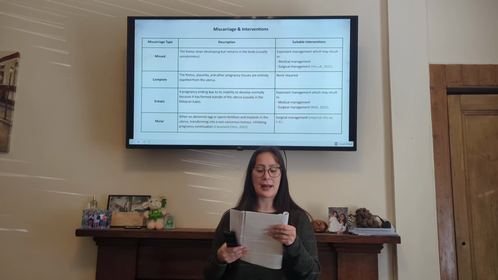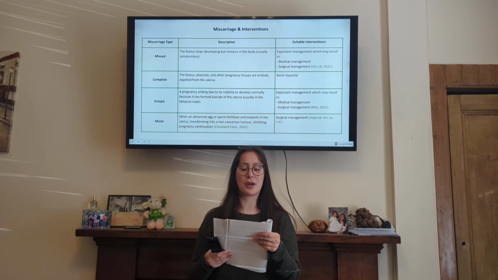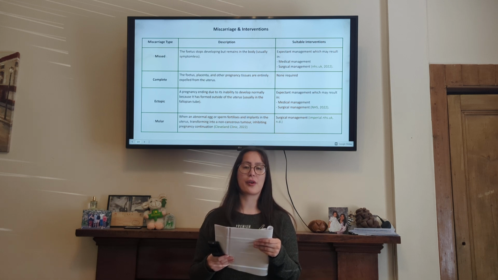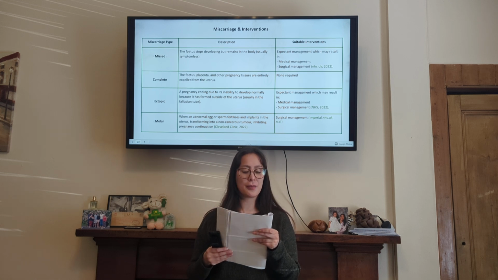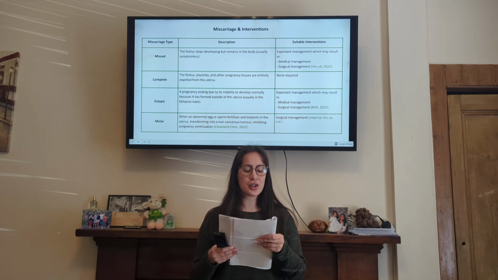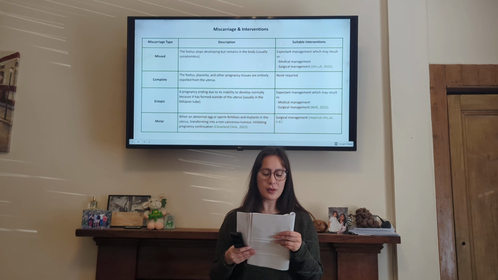A complete miscarriage is when the fetus, placenta, and other pregnancy tissues are entirely expelled from the uterus, leaving it empty. It typically requires no further management. An ectopic miscarriage is when a pregnancy that has formed outside of the uterus, usually in the fallopian tube, ends due to its inability to develop normally.